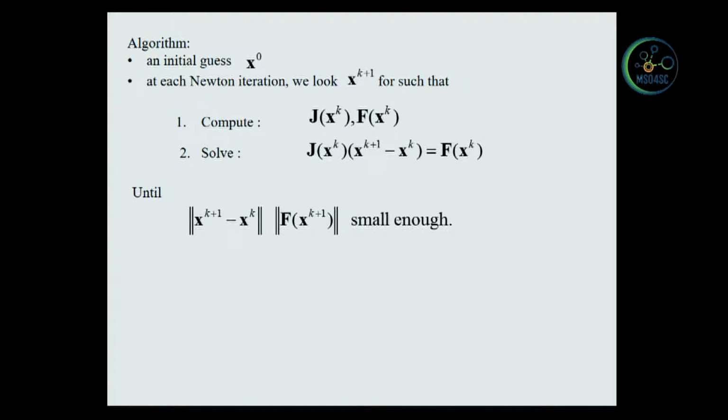Now, the algorithm to implement is the customary algorithm. We start by computing the Jacobian and the residual, and we have to solve that. And we have to do that until these two quantities are small. And this is the planned algorithm to solve our thermal problem.